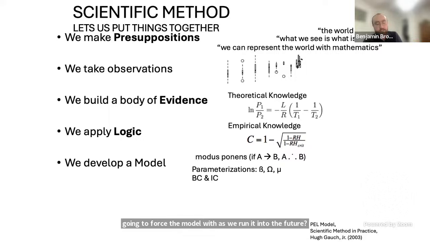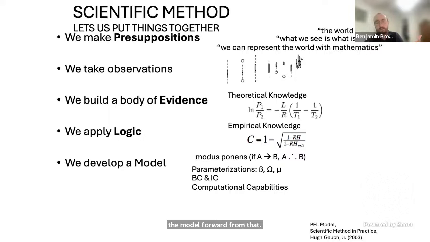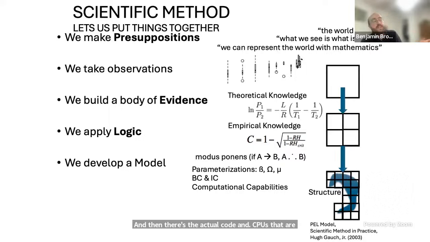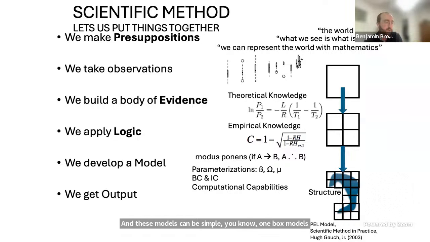Initial condition is you need to start the model somewhere. So you get a really good estimate at the beginning as best you can. That's the initial condition. And you run the model forward from that. And then there's the actual code and CPUs that are buried within the model as part of the model structure. And these models can be simple, one box models like we talked about earlier, or they can be very complicated three-dimensional models of varying model structures.